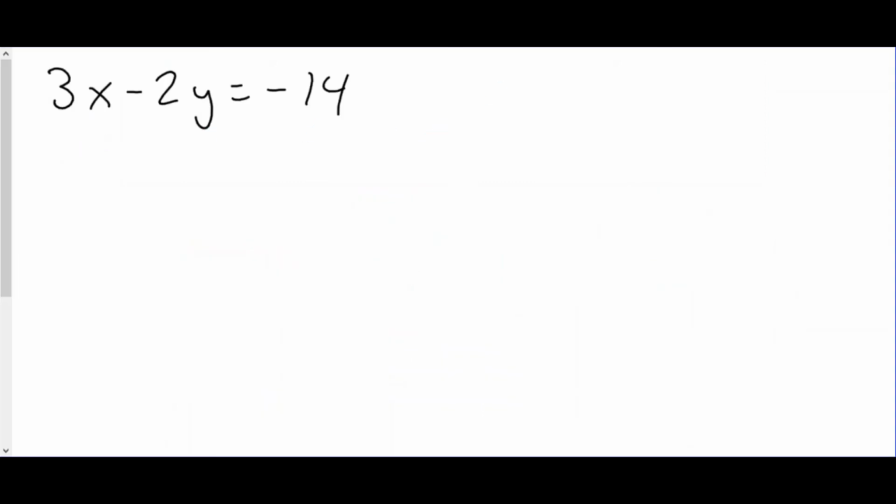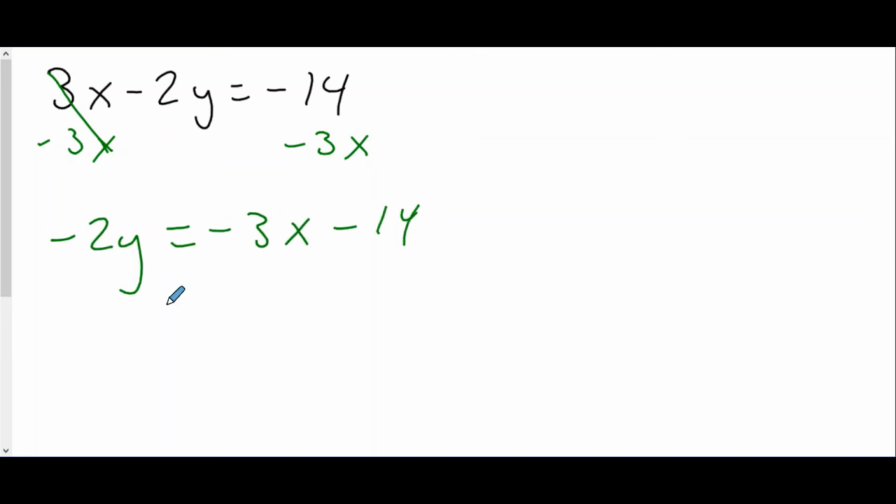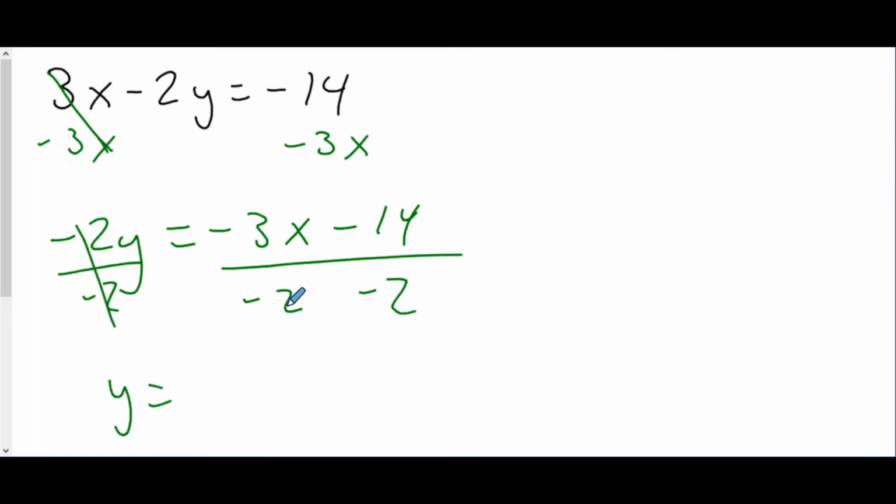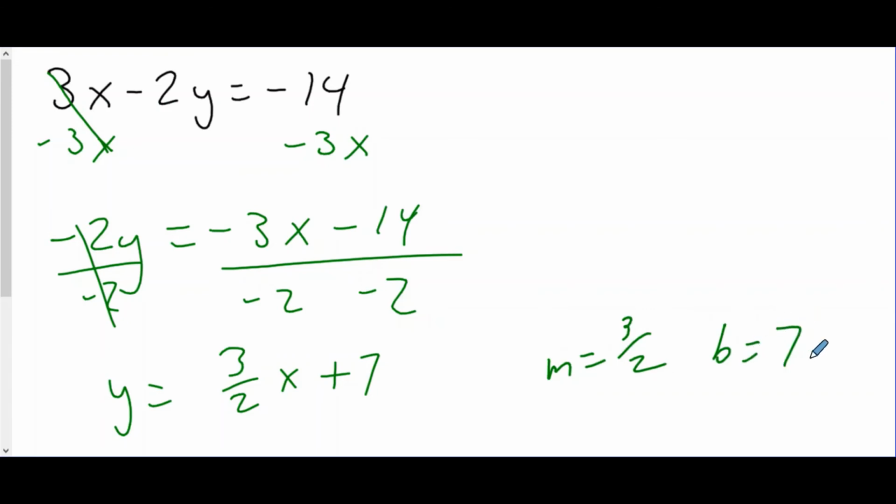Solving for y again, move my x term to the other side to get the y term by itself. Negative 2y equals a negative 3x minus 14. Divide both sides by negative 2. So here, negative 3 divided by negative 2. A negative divided by a negative is a positive 3/2, but 3 over 2 won't reduce. And a negative 14 divided by a negative 2 is a positive 7. So my slope is 3/2, and my y-intercept is 7.